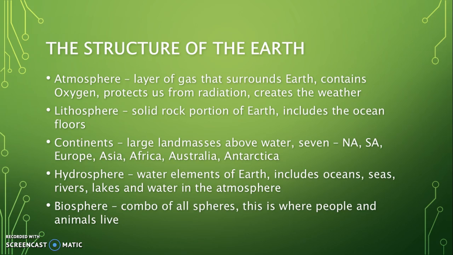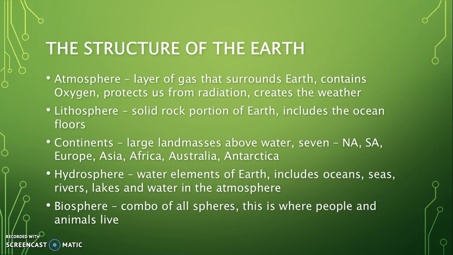Then we have 4 different spheres. You have the atmosphere, which is the layer of gas that surrounds the Earth. It consists of oxygen. It also protects us against radiation from the sun, so we won't burn up. It also creates the weather and climates. That's the reason why we live in these areas and different regions and stuff.